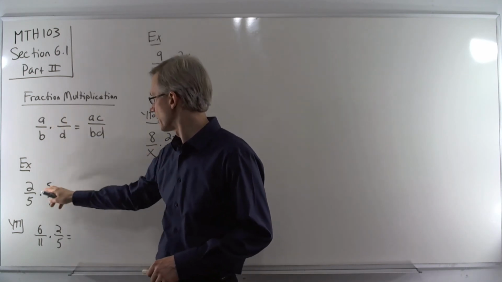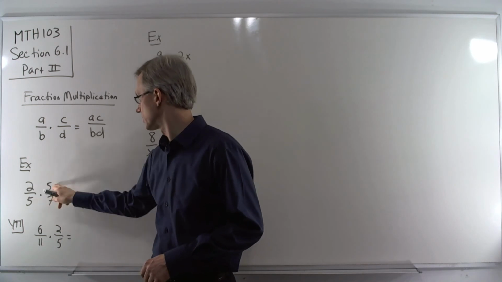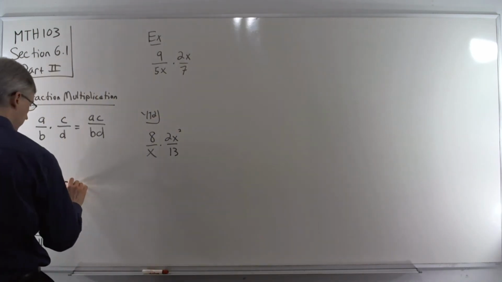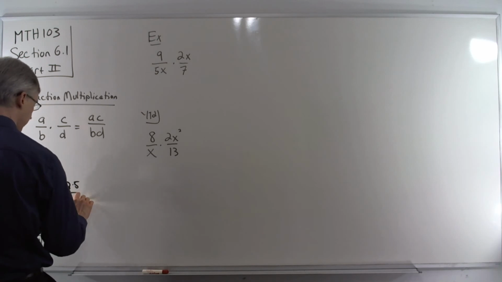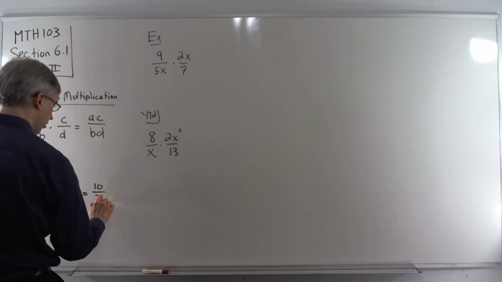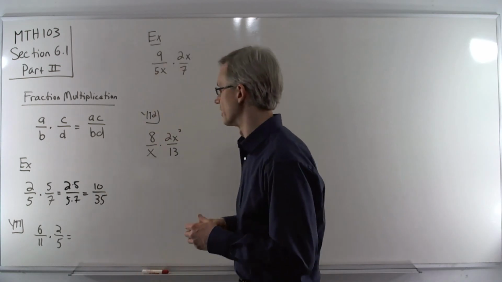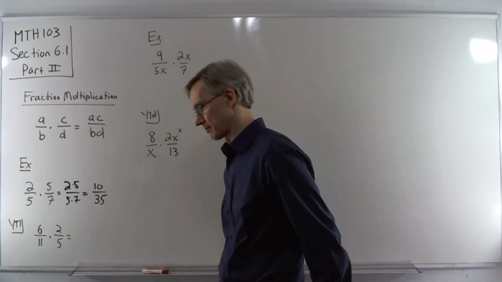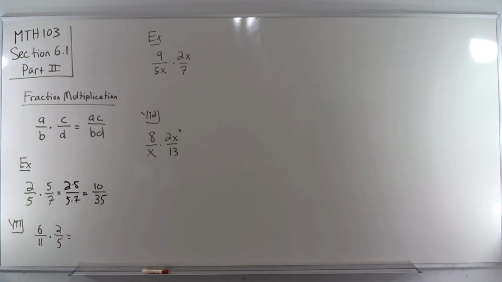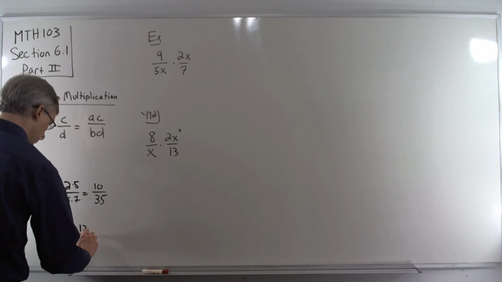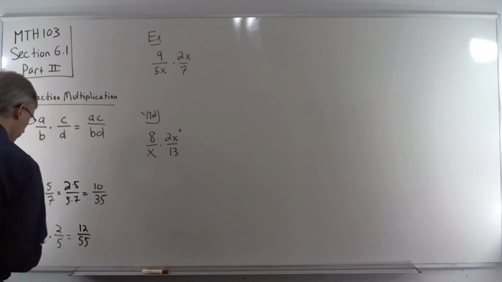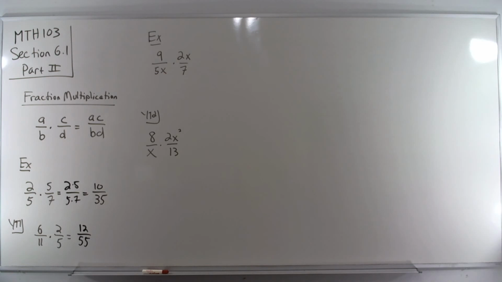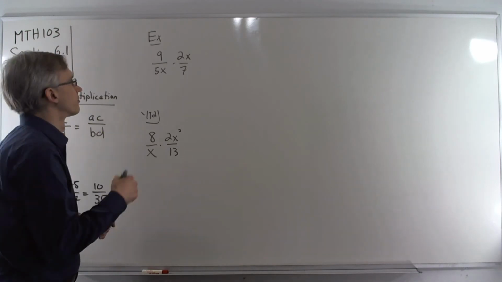So for example, if we want to multiply 2/5 by 5/7, we're going to multiply 2 times 5 on top and 5 times 7 on the bottom and get 10 over 35. Your turn, number 1. 6/11 times 2/5. Multiplying straight across, you got 6 times 2 is 12 for the numerator, and 11 times 5 is 55 for the denominator. Now we're going to multiply some expressions that have variables in them.